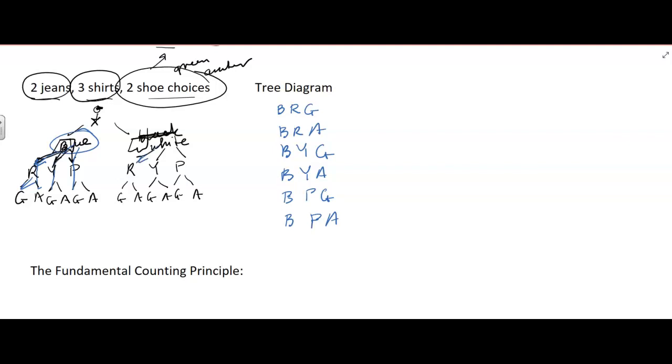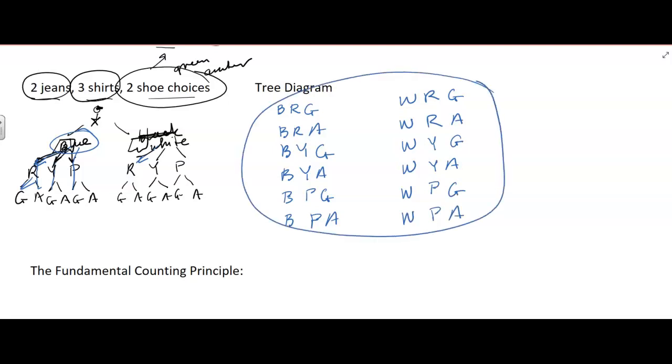Or you could go white jeans, red shirt, green shoes. White jeans, red shirt, amber shoes. White jeans, yellow shirt, and green shoes. White, you get the idea, but white jeans, yellow shirt, amber shoes. Or you could have white jeans, pink shirt, green shoes, white, pink, amber. Okay, so there's all your combinations right there, and you can count them up. 1, 2, 3, 4, 5, 6, 7, 8, 9, 10, 11, 12. There are 12 different outfits you could have.